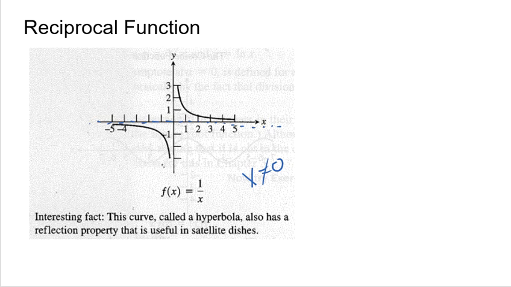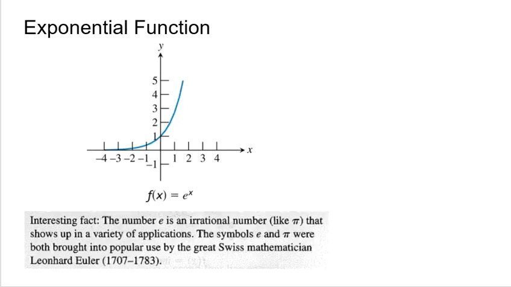So cool function there. This is the exponential function. And the example I have here is e to the x. Now, to be honest, remember, e is just a number, right? It's a very standard number. It's an irrational number. It's kind of like pi, that shows up in a lot of applications. The symbols e and pi were both brought into popular use by the great Swiss mathematician Leonhard Euler. He's the one that kind of founded these symbols for these irrational numbers.